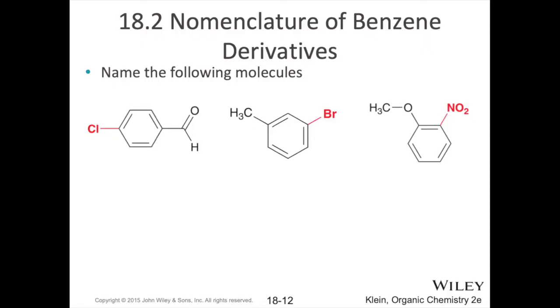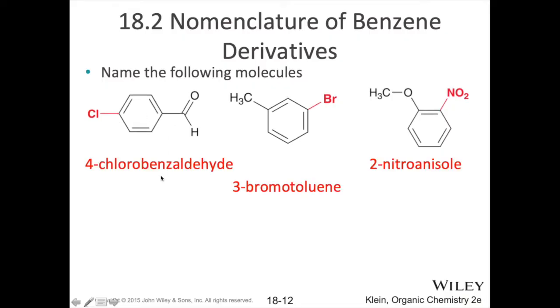So you probably then noticed this aldehyde group, of course, makes this benzaldehyde. So it's chlorobenzaldehyde, but more importantly, it's 4-chlorobenzaldehyde, or para-chlorobenzaldehyde, if you want to use the common name. And likewise here, we have a toluene, and that bromine's at the number 3 position if that methyl group's at the number 1 position, so 3-bromotoluene, or meta-bromotoluene, if you want to use that designation.